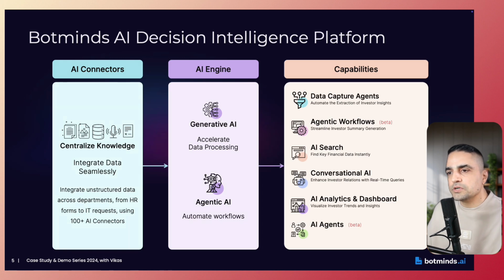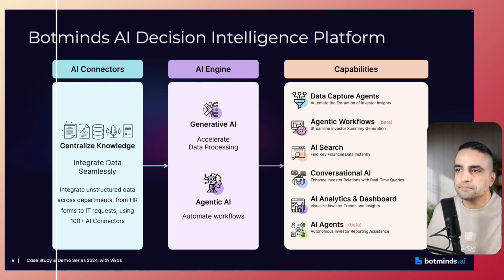AI analytics and dashboards generate and navigate through rich dashboards that visualize key investment metrics, risk factors, and performance trends for better decision making. And finally, AI agents. These are autonomous investor reporting assistants. They deploy intelligent AI agents to autonomously compile and distribute investor summaries, performing complex financial analysis and providing context-aware insights. AI agents are a critical part of the agentic workflow, and they fall into the same category.